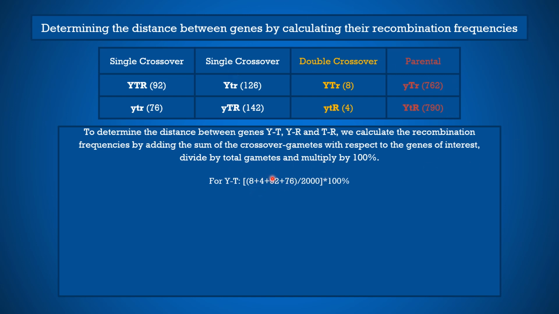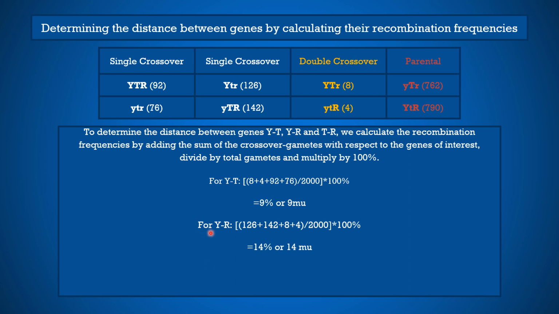In this case, that's the double crossovers, 8 plus 4. And then we also see big Y, big T, and little y, little t: 92 and 76. And then the total for this data set is 2000. So we divide by 2000 times 100%, and we get 9% or 9 map units.